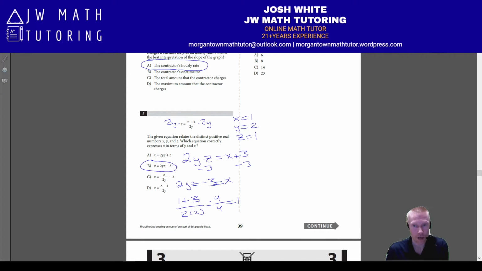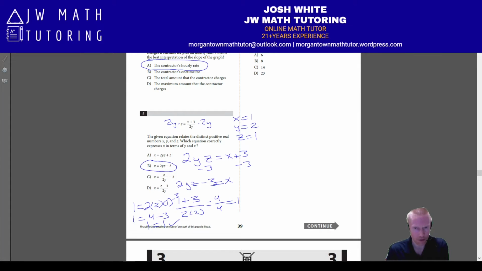So now I could go down through all these answer choices, and for answer choice B, x is 1, then I've got 2 times y, which is 2, times z, which is 1, minus 3. So notice I get 1 equals 4 minus 3, I get 1 equals 1. That checks, it's correct. And if you go ahead and plug them in for the rest of them, you should find that they are not correct.